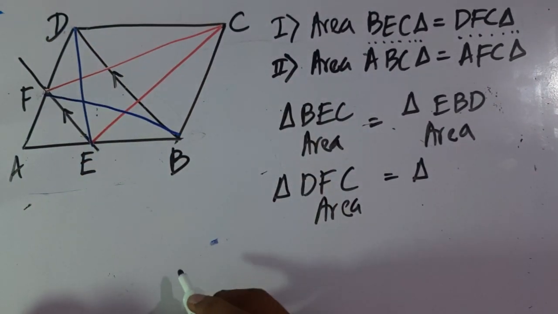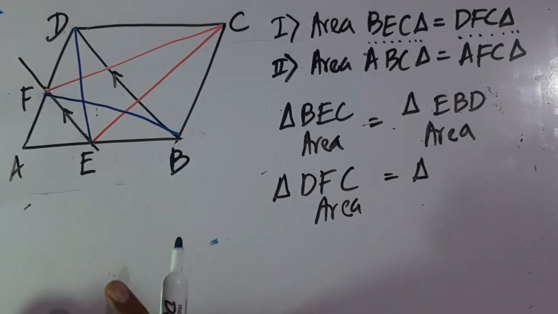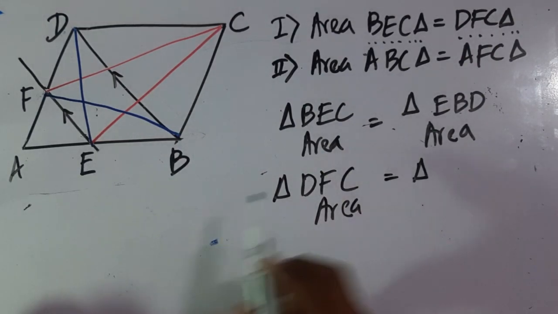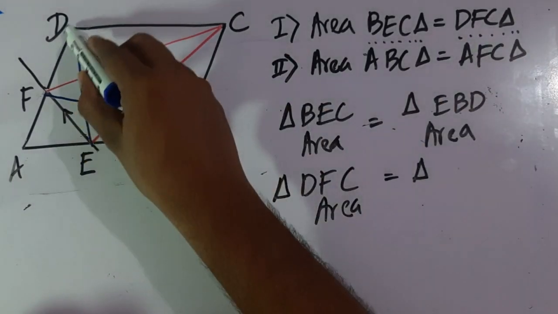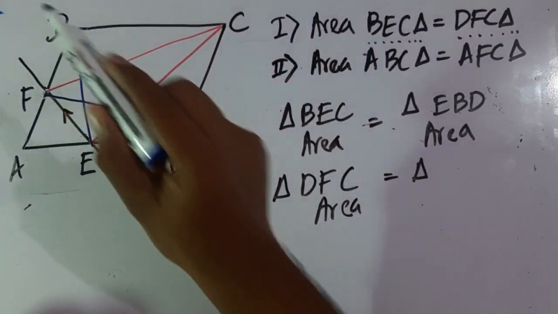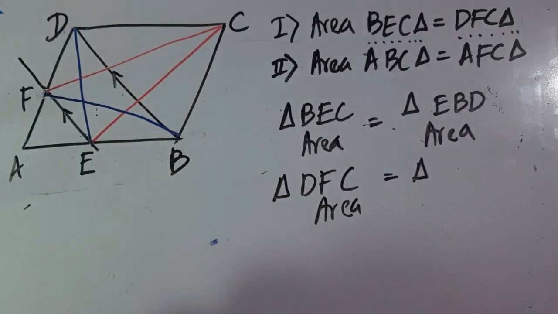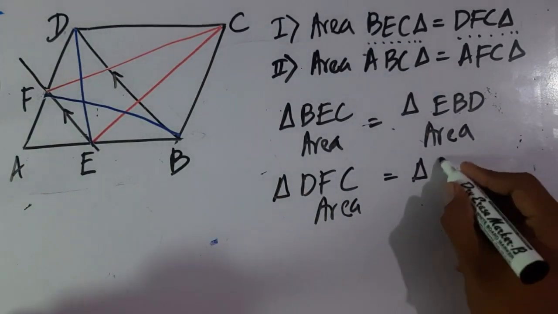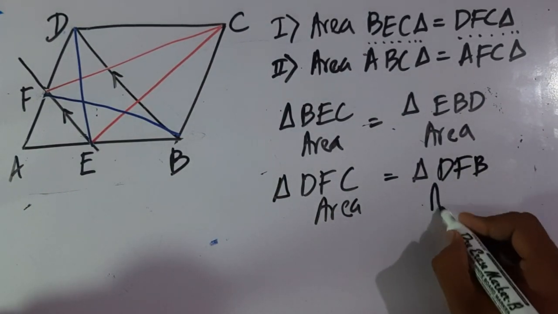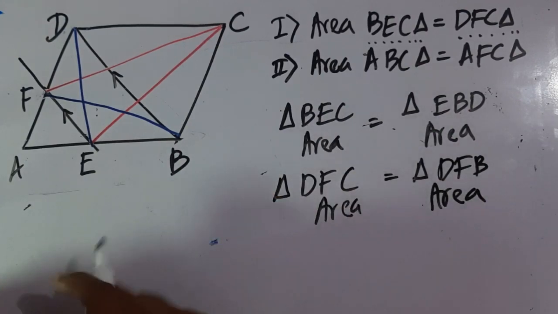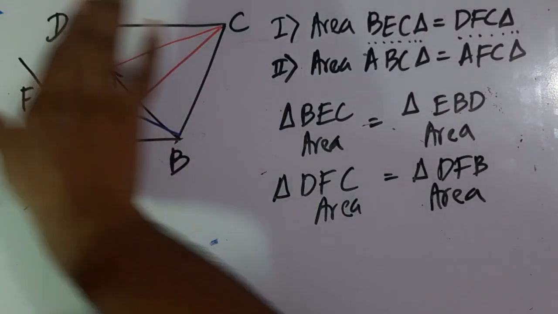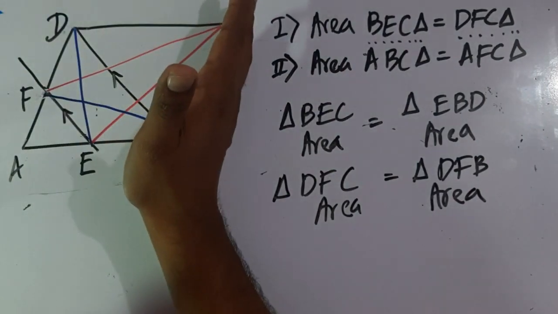Okay, so again you have to pay good attention to the diagram, then only you can see that triangle DFC, that is this one, and the triangle I created which is DFB, their areas are equal for the same reason, because now you have to look at it this way. I'm talking about these two parallel lines.